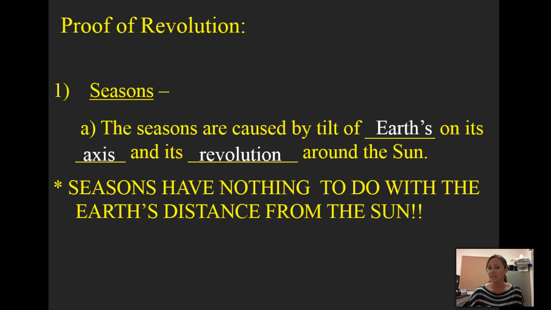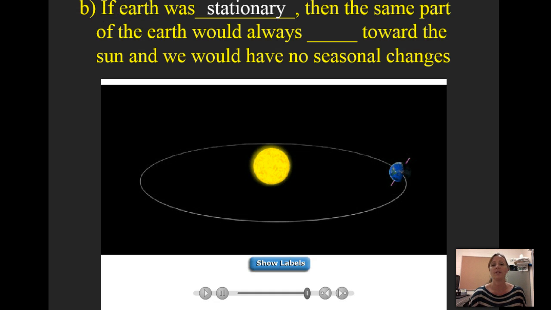Now I need you to write all this down. The seasons have nothing to do with the Earth's distance from the sun. It has to do with the Earth's tilt and with the way it revolves around the sun at the same time. But it does not involve a distance of how far or how close it is to the sun. If Earth was stationary or in the geocentric model, then the same part of the Earth would always tilt towards the sun, and we would have no changes in our seasons. So we know that because we have changes in our seasons in most locations on Earth, that the Earth does revolve around the sun.